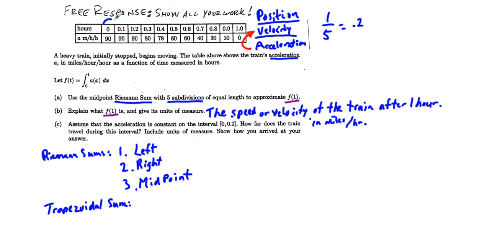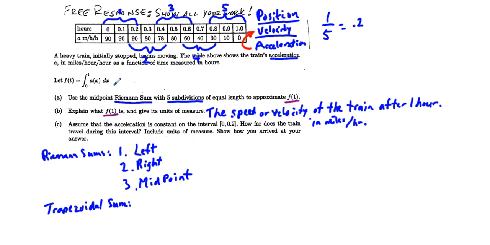So interval 1 is going to be between 0 and 0.2. Interval 2 is going to be between 0.2 and 0.4. Interval 3 is going to be between 0.4 and 0.6. Interval 4 is going to be between 0.6 and time equals 0.8. And the last one, interval 5, is going to be between 0.8 and 1. So we have our 5 subintervals.